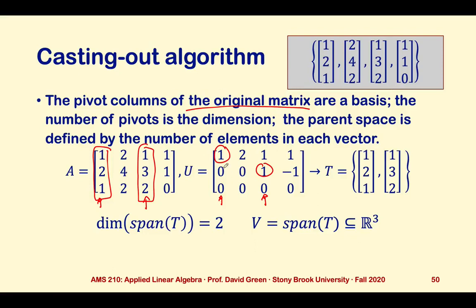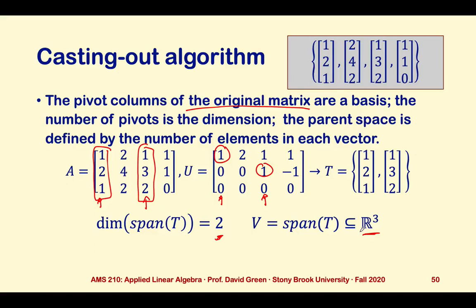The number of pivots, 1, 2, the number of basis vectors, 1, 2, is the dimension of this vector space. The parent space is defined by how many elements each vector had, 1, 2, 3. R3, or three-dimensional space, is the parent space for this span. These four vectors in three-dimensional space span only a two-dimensional vector space, a plane in 3 dimensions.